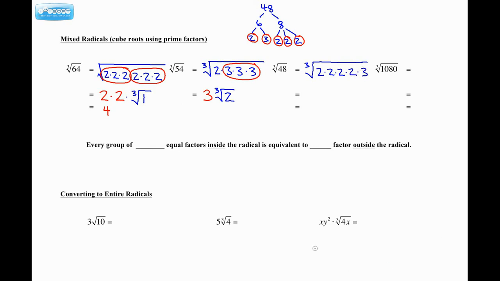All right, so we want to look for groups of 3. Well, there's one there, and, well, that's the best I can do. So those 2's jump out. There it is there. And then I have to write whatever's left. Don't forget this little 3. Okay, this is still cube root. And this is 2 times 3, the prime factors that are left over.